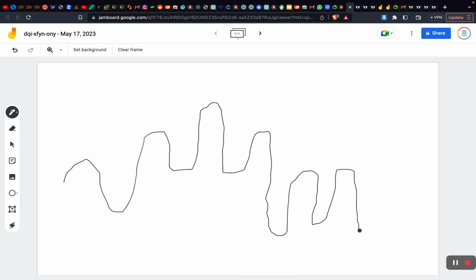Can you see this diagram? Yes, please, I can see it. Okay, so let me try to get this one up from here.